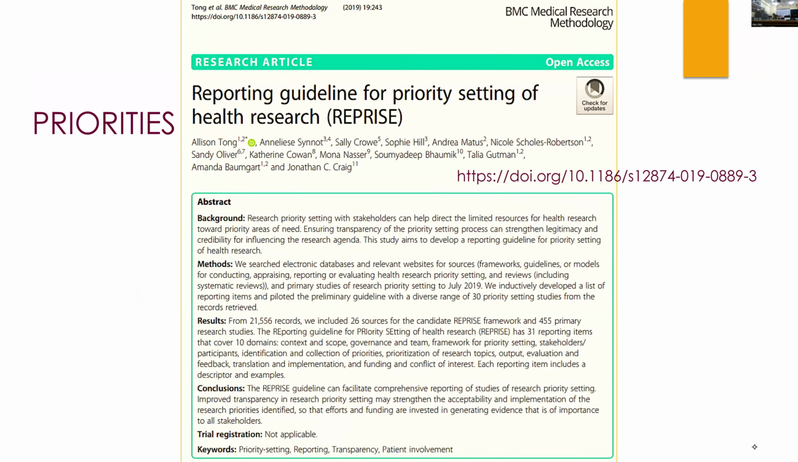The second one is also on priorities. I told you ideas are priorities. This is called the REPRISE guidelines, reporting guidelines for priority setting. When you're deciding what the guidelines and health priorities should be, they ask carefully whether patients and caregivers have been involved in this priority setting. Not only patients and caregivers, obviously healthcare workers, policy makers, and economists should be there. But this one gives an idea about that. So REPRISE is for priority setting.